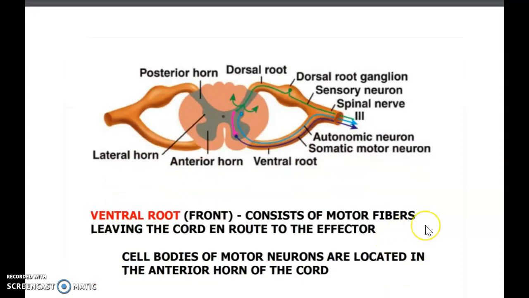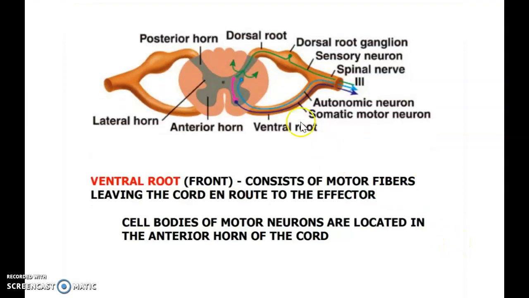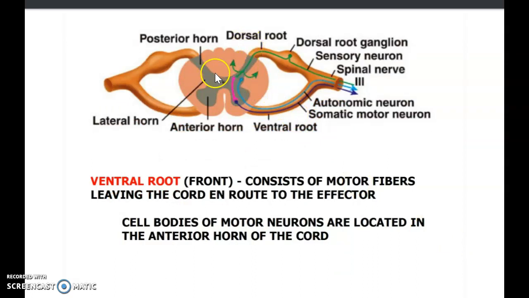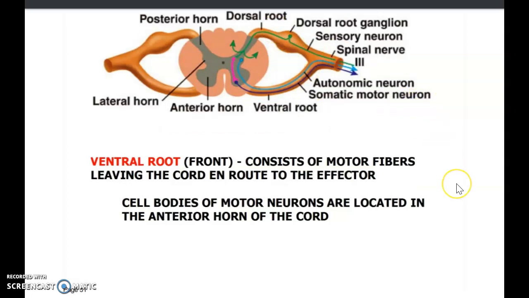So the ventral root is going to be that action, that efferent pathway. The ventral roots on the front consist of motor fibers, leaving the cord en route to whatever it is, whether it's a muscle or a gland, the effector. And the cell bodies of motor neurons are located in the anterior horn. So keep in mind dorsal and ventral, and then posterior horn, anterior horn. Those refer to the gray matter, versus these are the offshoots that come from there.